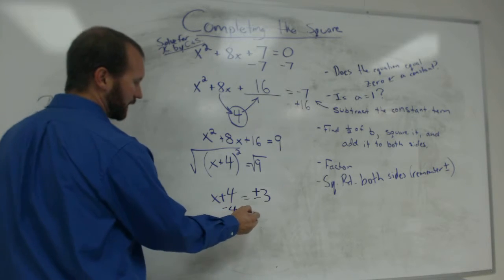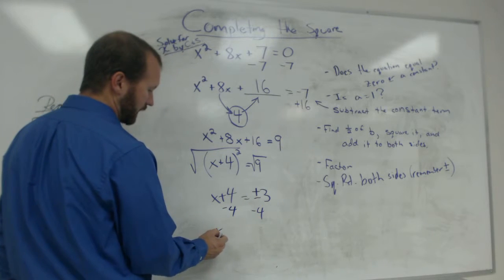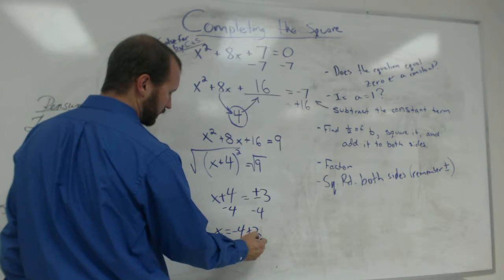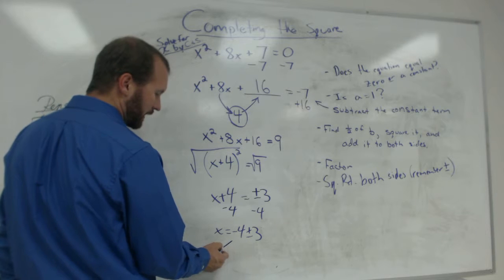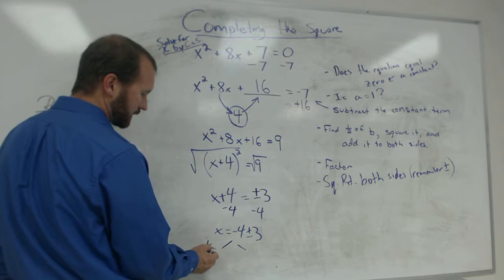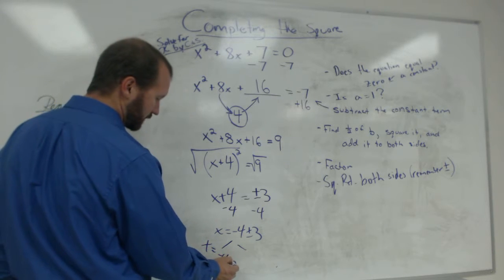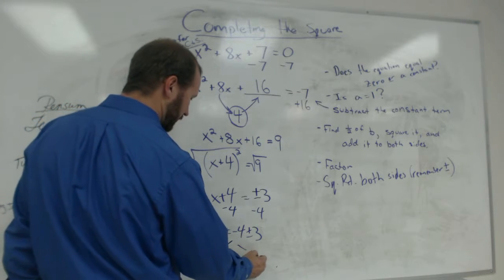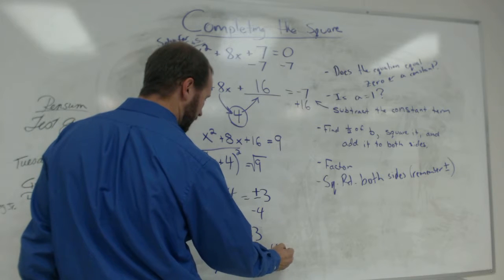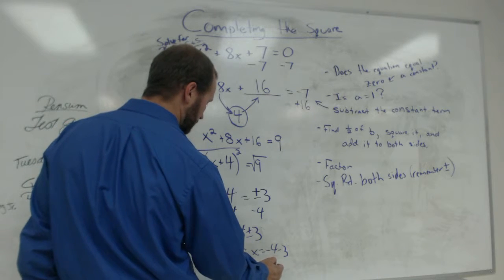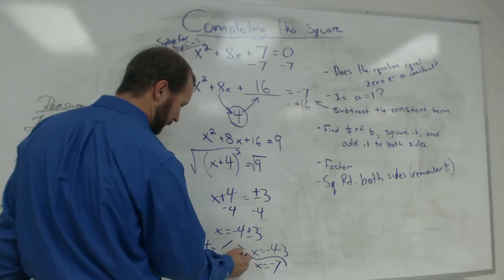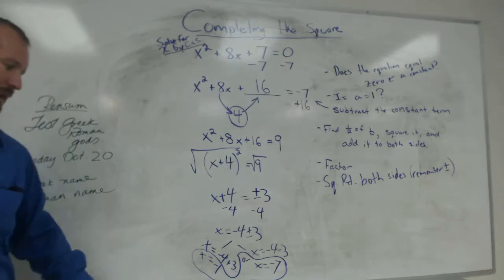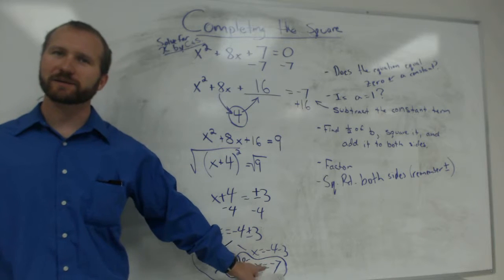Next step, subtract off the 4. So we have x equals negative 4 plus or minus 3, which now we write as two separate equations. X equals negative 4 plus 3, which is x equals negative 1, or x equals negative 4 minus 3, which is x equals negative 7. Beautiful. X equals negative 1, or x equals negative 7.